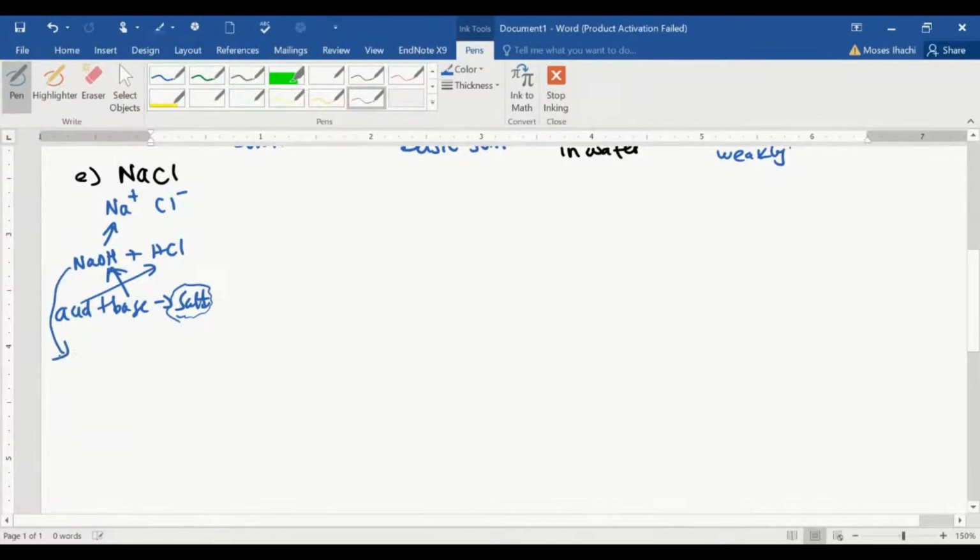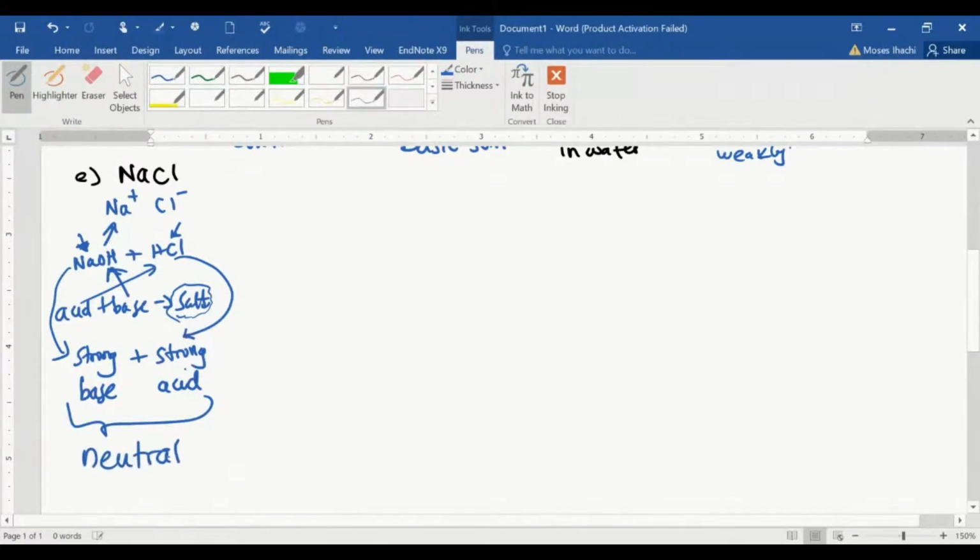Okay, so what do we know about sodium hydroxide? Sodium hydroxide is indeed a strong base. What do we know about HCl? HCl is a strong acid. So what happens to the overall solution? If you have equal moles of sodium hydroxide and HCl, they will neutralize each other. So the solution is indeed neutral. The solution will be neutral.